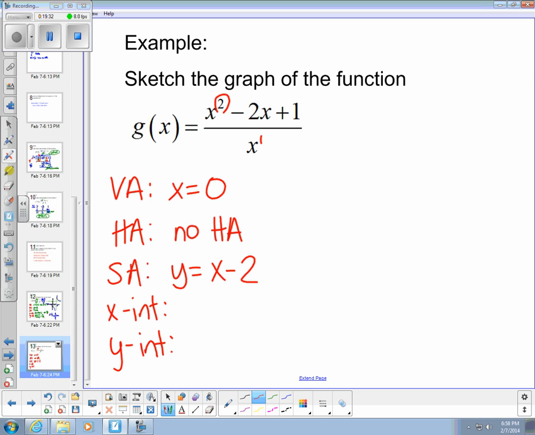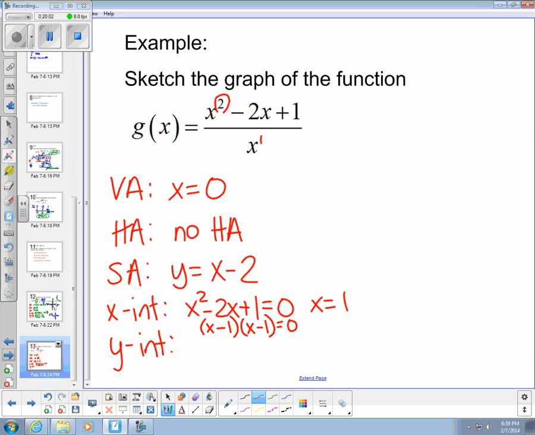For x-intercepts, we take the numerator and make it equal to 0. So x squared minus 2x plus 1 equals 0. We're going to have to factor that, and this one actually factors to x minus 1 times x minus 1, which means it's a double root. Okay, so we're going to have x equals 1 for both of those factors. So it's going to hit the x-axis at 1.